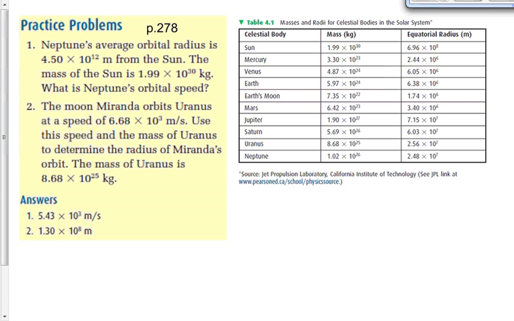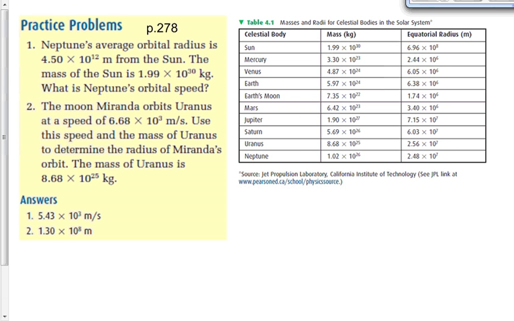We've got a planet, and we have a moon orbiting around that planet at a speed of 6.68 times 10 to the 3 meters per second. We want to use that speed and the mass of the planet to determine the radius of the moon's orbit. Let's set it up as a satellite problem, because that's what it is.